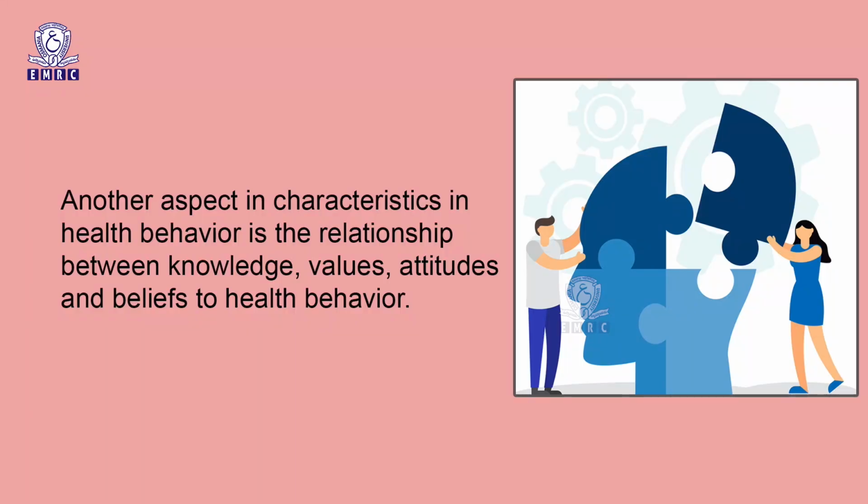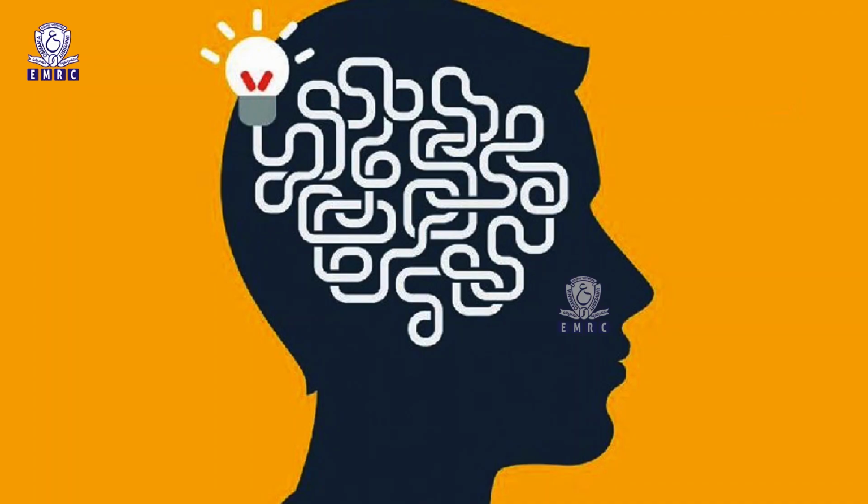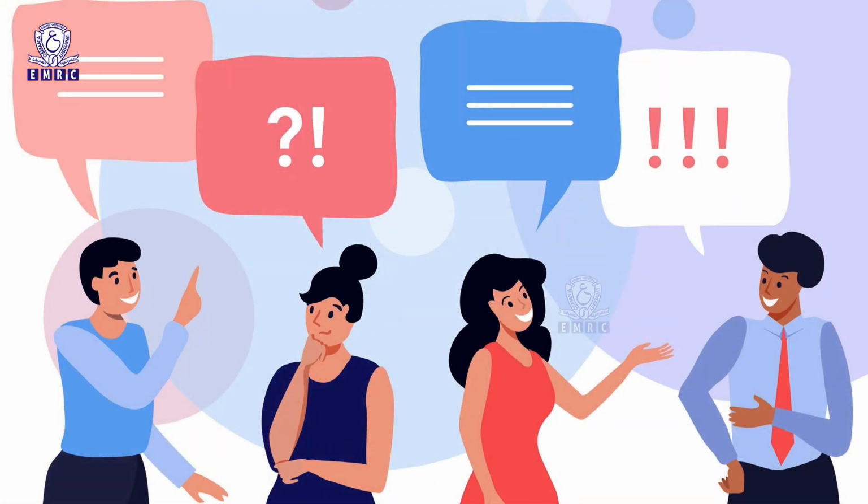Another aspect in the characteristics of health behavior is the relationship between knowledge, values, attitudes and beliefs and health behavior. Any health behavior is basically shaped by 4 factors: 1, knowledge, 2, attitudes, 3, beliefs and 4, values. Having appropriate or correct knowledge is one of the important prerequisites for developing health behavior. It refers to the knowledge people have about health related issues.